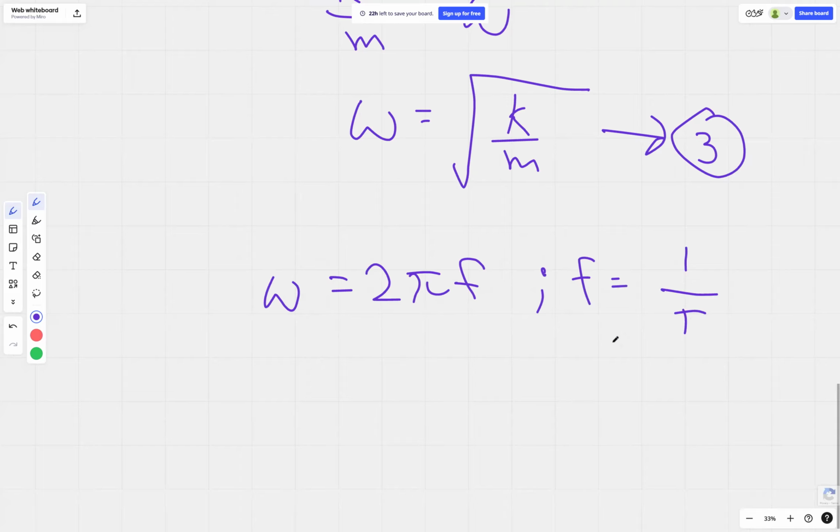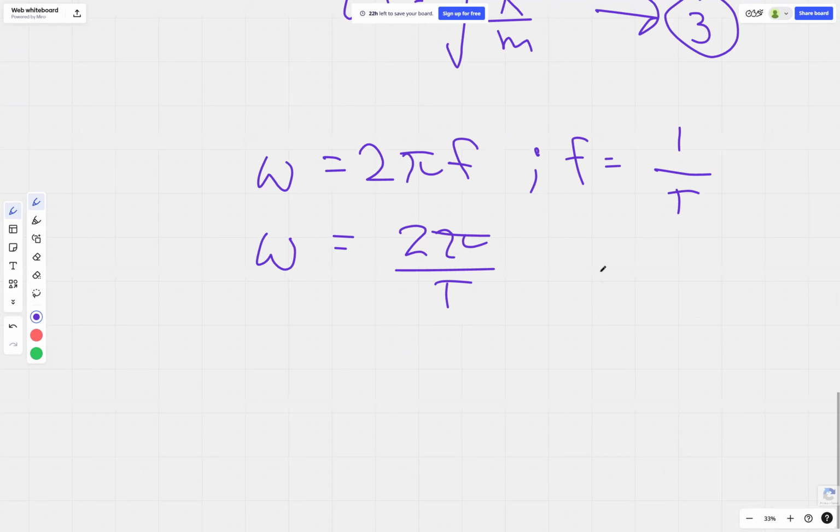Okay, so you might be wondering why f is equal to 1 over T and why T is equal to 1 over f. So first of all, frequency has units of hertz, and it tells us how many cycles the motion or the mass in SHM can make in 1 second, and the time period T tells us how many seconds it takes for one cycle to happen. Okay, so that's why they're the reciprocal of each other. So using that information, we substitute for omega to get 2 pi over T.